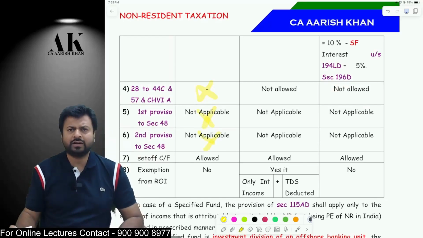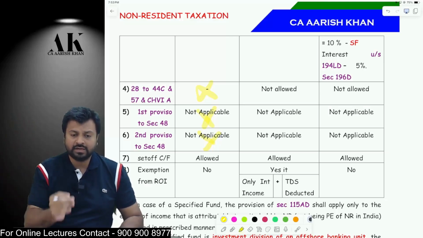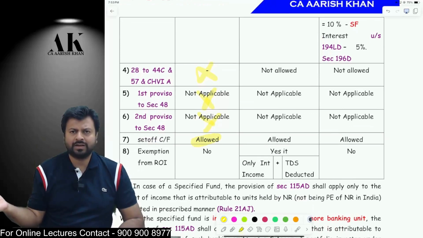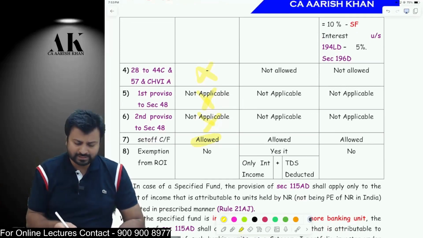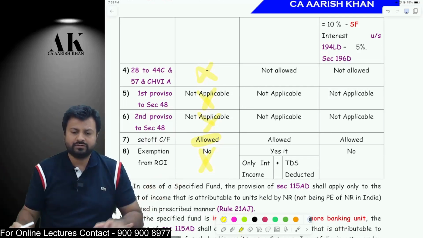What is first proviso to 48? That TTBR, TTSR calculation. What is second proviso to 48? Indexation. Even indexation benefit is not allowed. Whether set off of loss is allowed? Yes. If there is some other long-term capital loss or short-term capital loss, you can set off against this income. Exemption from filing ROI? No. You have to file the ROI. There is no exemption from filing of ROI.